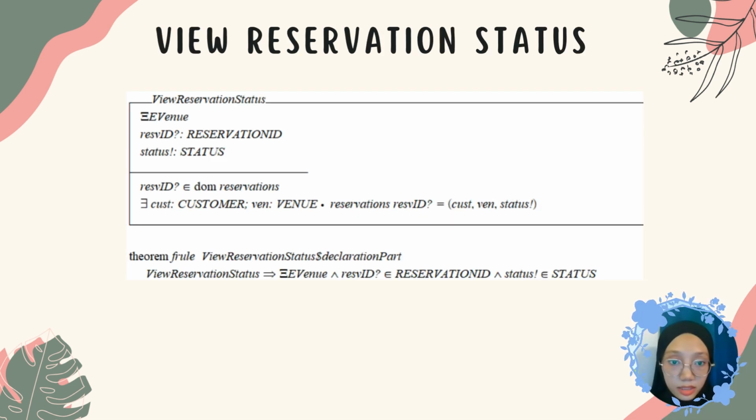Next, view reservation status schema. This schema allows a customer to check the status of their reservation by ID. It verifies that the reservation exists and then retrieves its current status. The theorem for this schema ensures that the result belongs to the status set, such as pending, approved, or cancelled, which keeps the status output reliable and controlled.